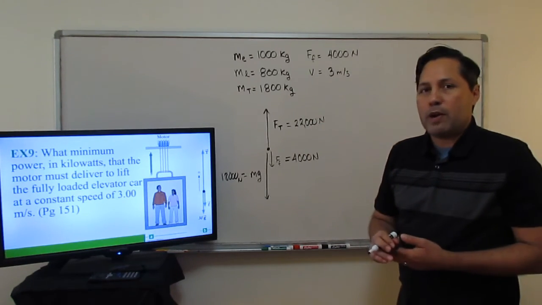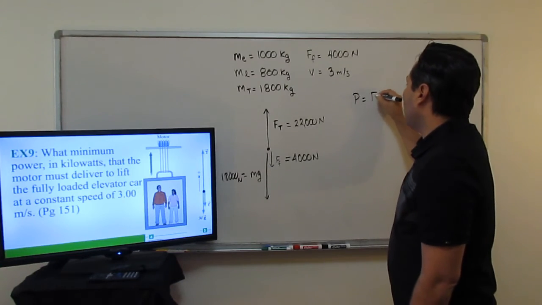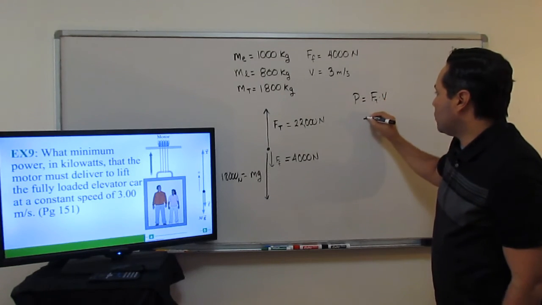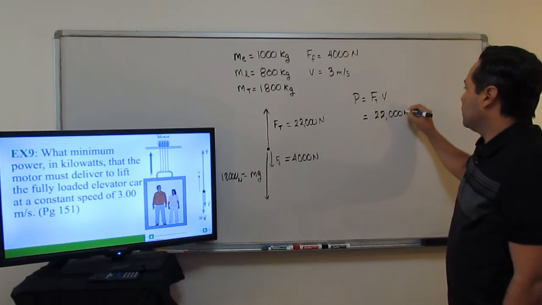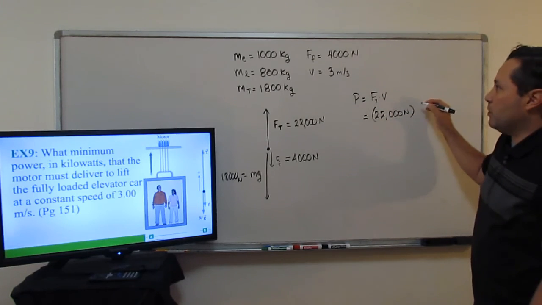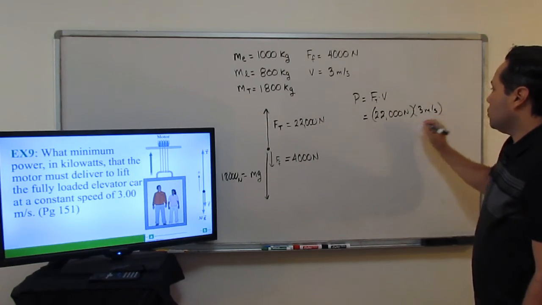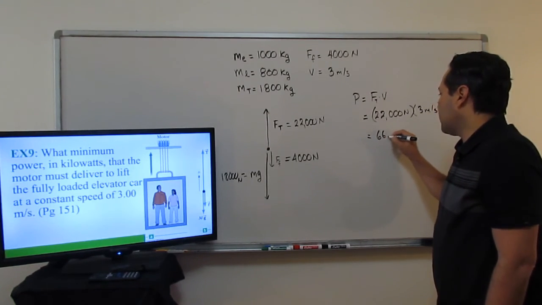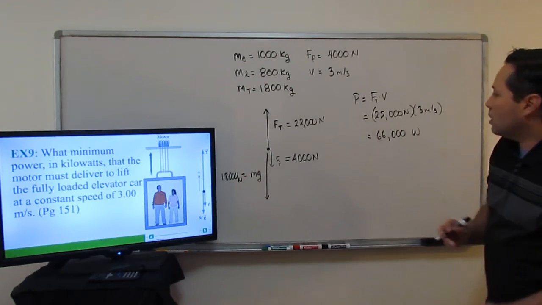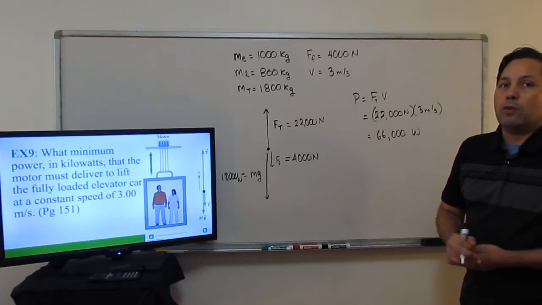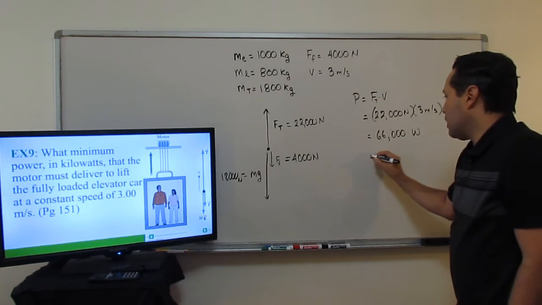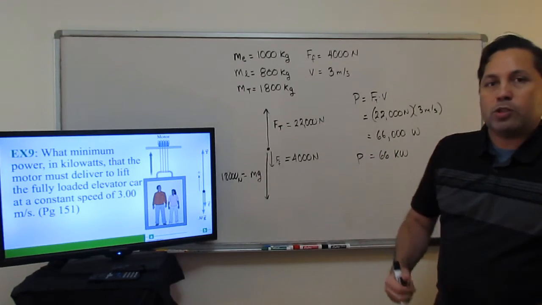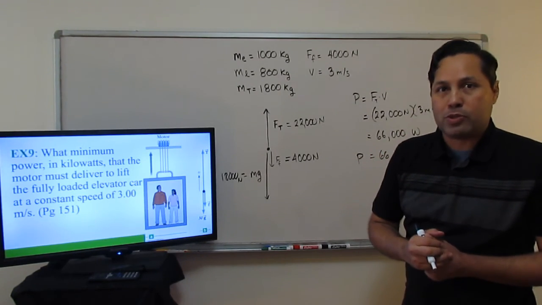Now, to figure out the power, power is equal to force times the velocity. So the force tension will go here, so it's going to be 22,000. And the velocity of this elevator is 3 meters per second. So we multiply 22,000 times 3, and that's going to give us 66,000 watts. Now, they did ask for the answer in kilowatts, so we're going to divide it by 1,000. So our answer will be 66 kilowatts, and that is the power being delivered by the motor as it's pulling the elevator up at a constant 3 meters per second.